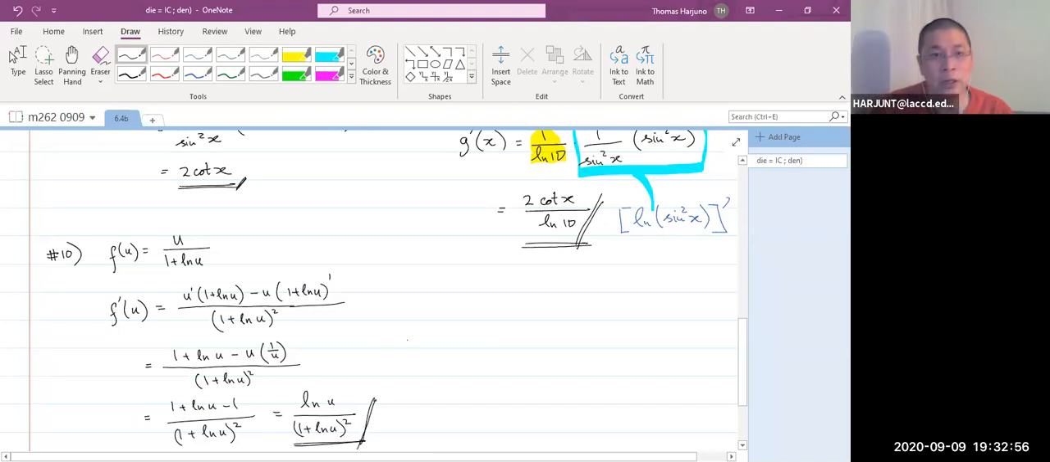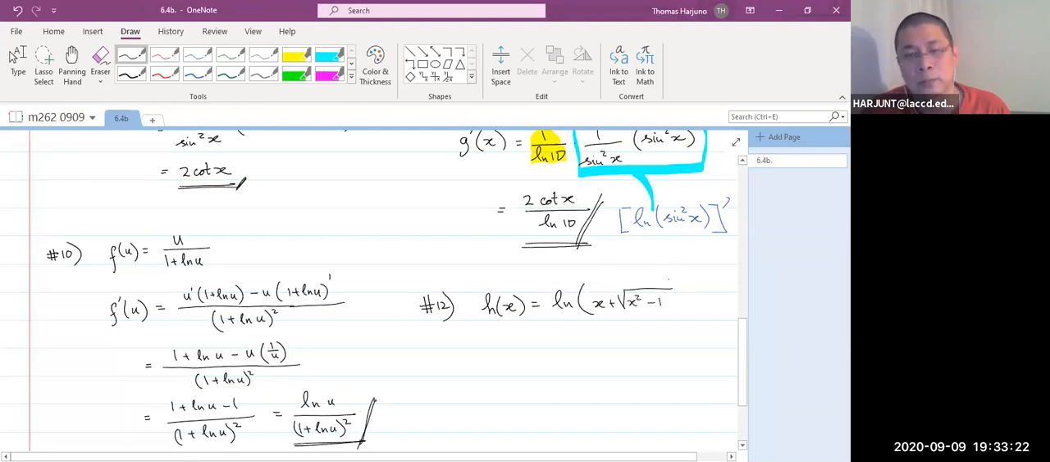Number 12 is actually an interesting question. I think the derivative is something special. So let me ask you to try it if you don't mind. h(x) equals natural log of x plus square root of x squared minus 1. And what is h prime of x? As I remember, that's something really nice. You do it, I do it too.